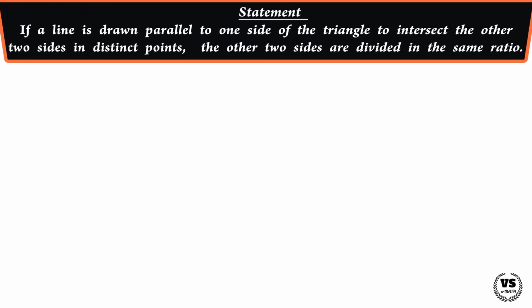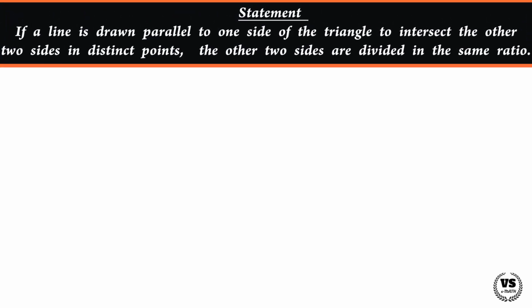This is the statement of the theorem. If a line is drawn parallel to one side of a triangle to intersect the other two sides in distinct points, the other two sides are divided in the same ratio. Now, let's break up this statement.